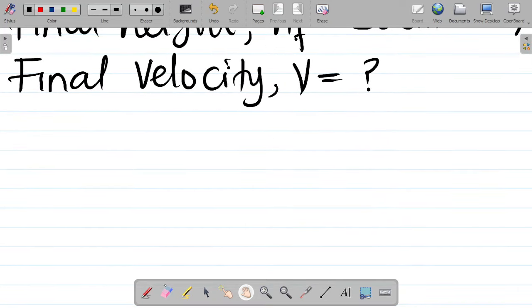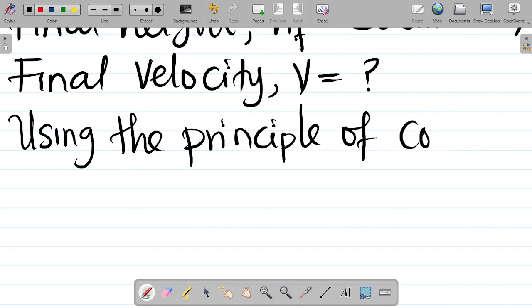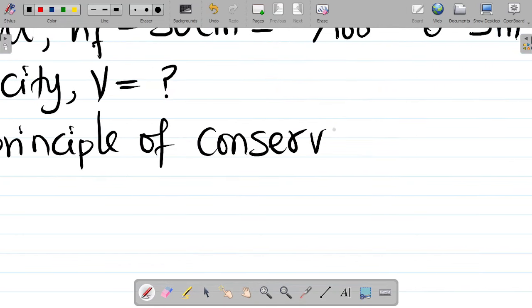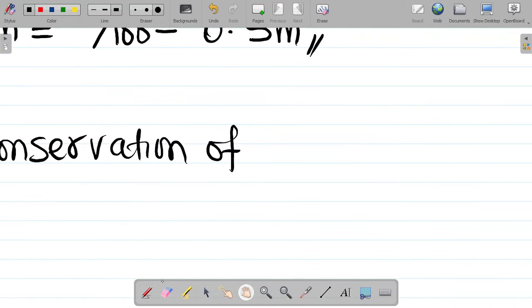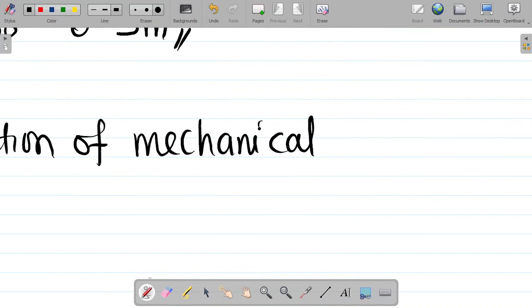Now from this, they said we should use the principle of conservation of mechanical energy. So I would say, using the principle of conservation of mechanical energy.